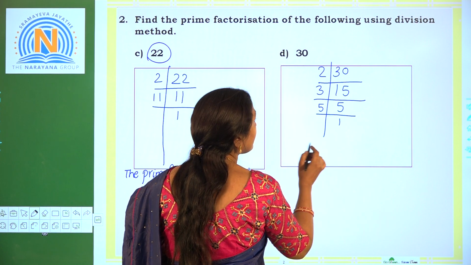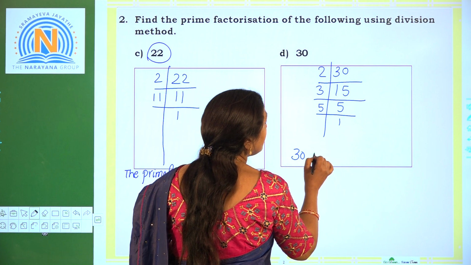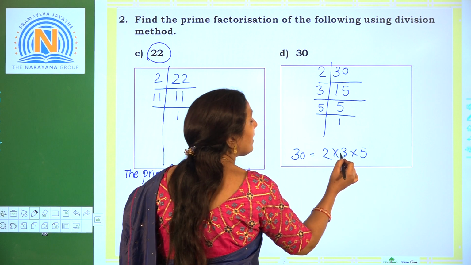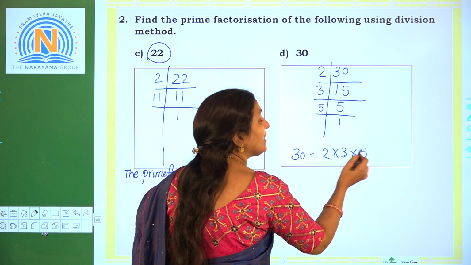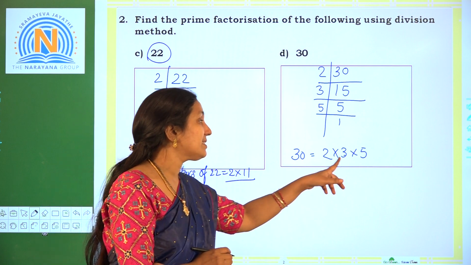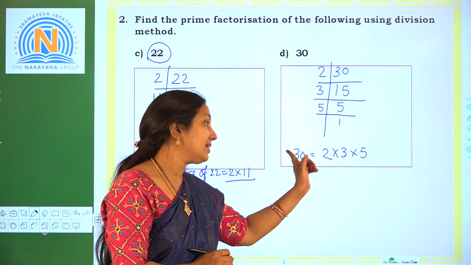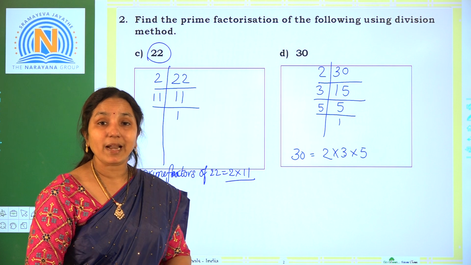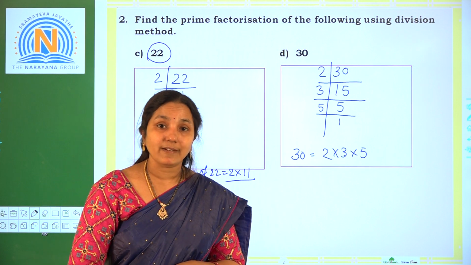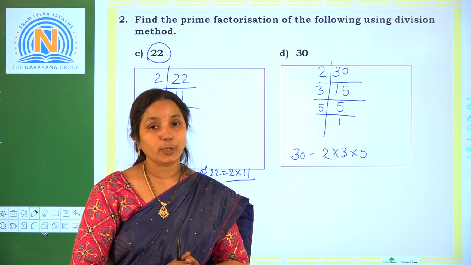So the prime factors of 30 equal 2 into 3 into 5. 2 threes are 6, 6 fives are 30. Did you get the same number? Yes. Okay children, once again practice prime factorization by the factor tree method as well as the division method. Okay. Thank you.